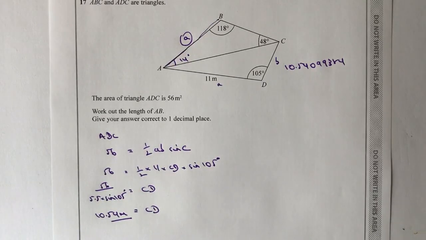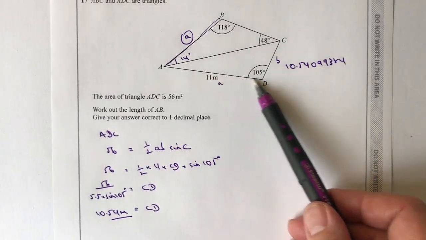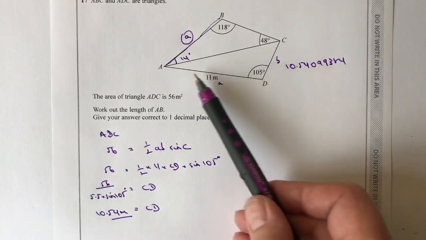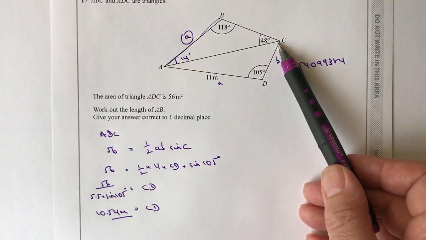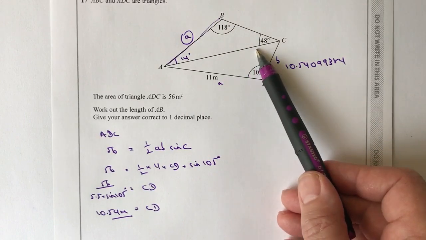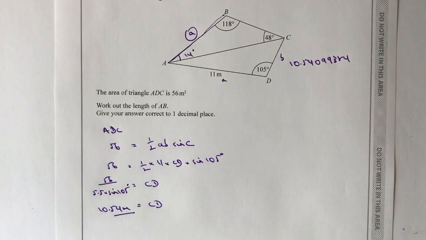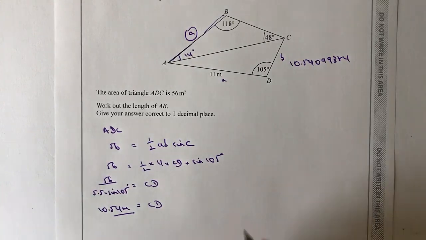So the next bit of this particular calculation is to use the information I've got, which is going to serve me very well to work out AC. And then I can relate 118 degrees to this length AC, and 48 degrees to this length over here. So let's have a look first at how we can calculate AC.